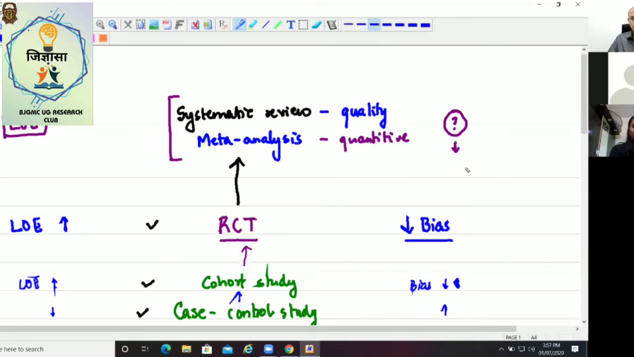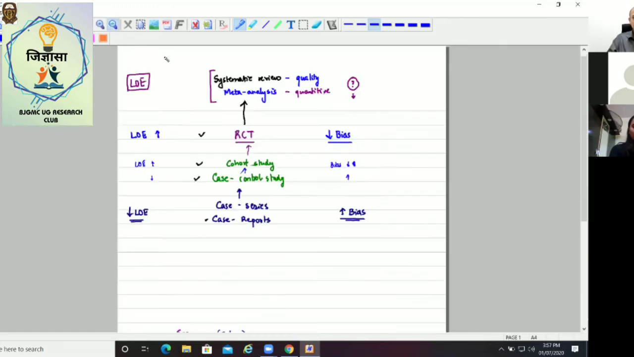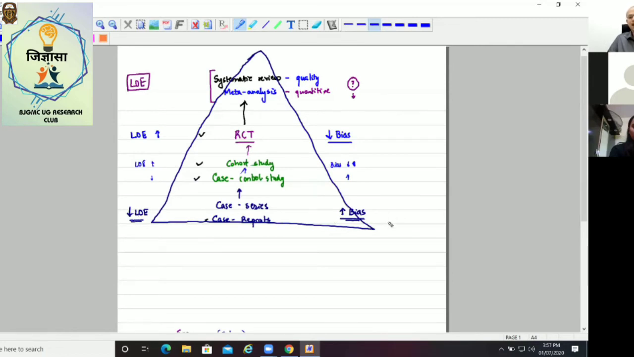Now, if you put this as a triangle, very often you will see this as a triangle. You will find that the number of papers that you read are like this. You will see many case reports, many case series, easy to publish, low level of evidence, high level of bias. You will see few systematic reviews, but important systematic reviews. They are the highest level of evidence. They are the least biased perhaps. But remember, these are not studies. These are papers.